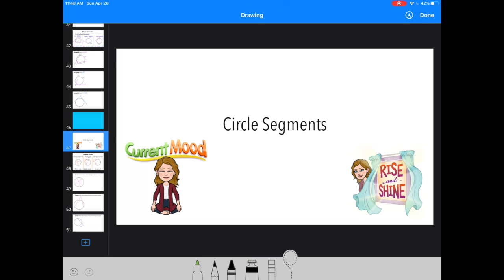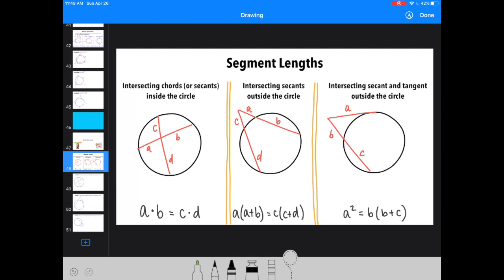Okay, we are going to be looking at circle segments. This is actually going to be a short note section. Let's dive in. For circle segments, there are three different equations we can use to solve for the measure of those segments, depending on what type of intersection we have.